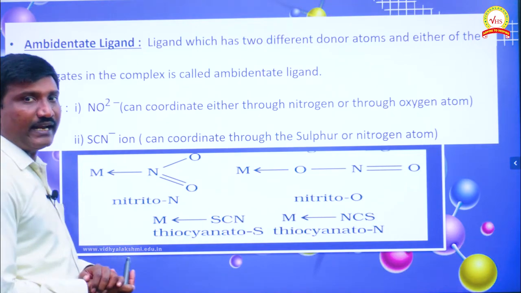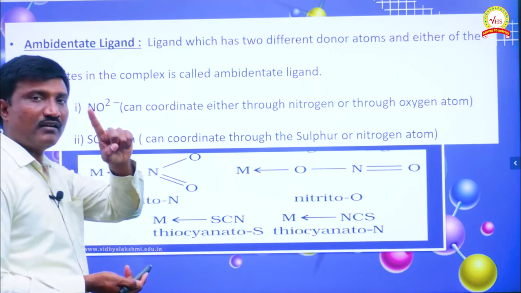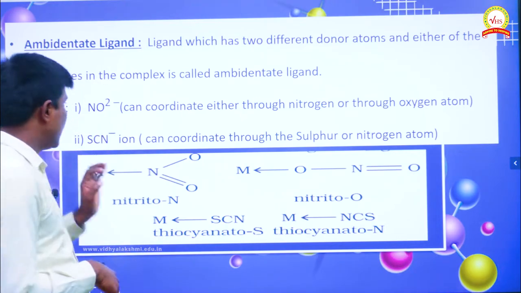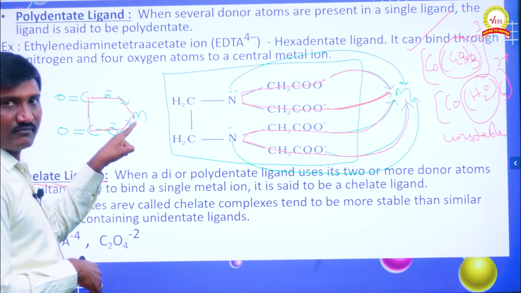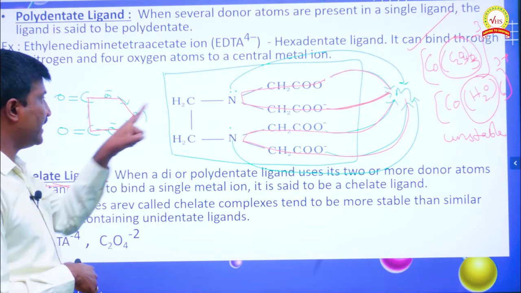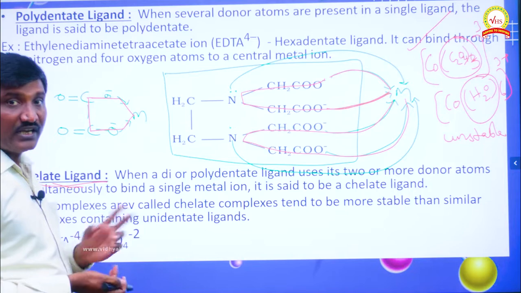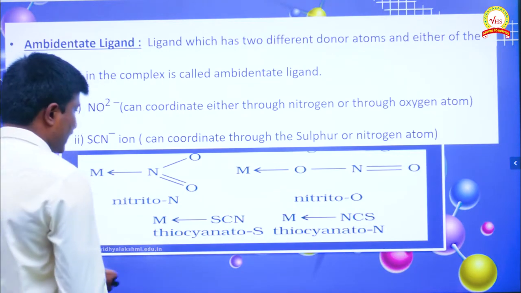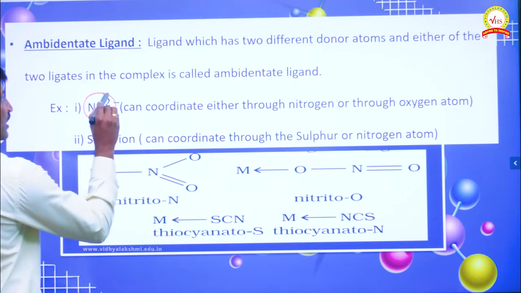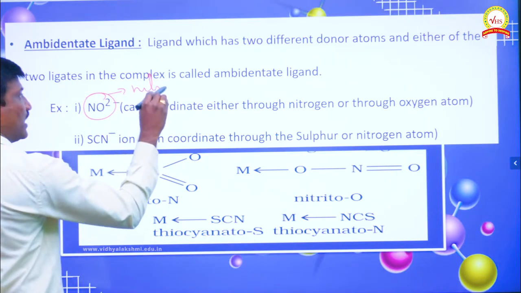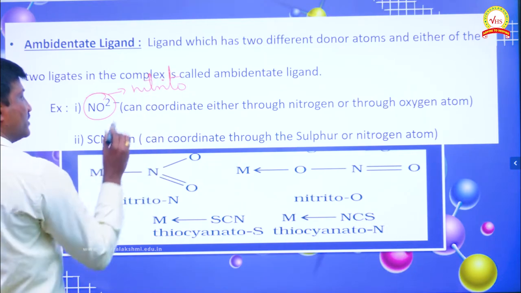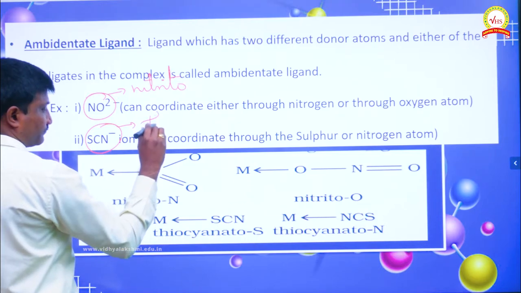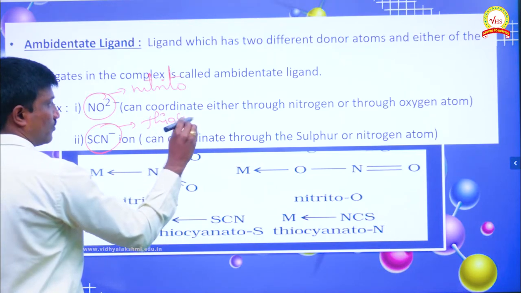Most of the di- and polydentate ligands act as chelate ligands by forming a ring-like structure with the metal atom, right? That is for polydentate and didentate ligands. If I take monodentate ligands, sometimes this NO2 minus we call the nitrito ligand. It is monodentate. This SCN minus we call thiocyanato.